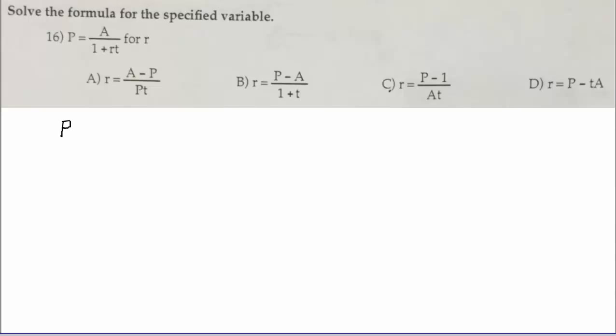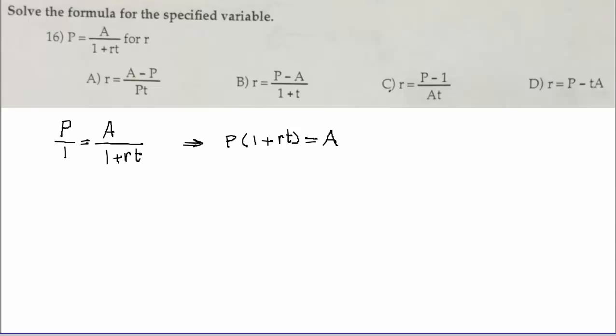I can write this as P over 1, make this like a proportion. Or you could multiply each term by the LCD as well. Or you can just cross multiply. Since this is a proportion, I can cross multiply this. This would be the same as A times 1 plus RT. And if this were a proportion, you could multiply each term by the LCD to eliminate that fraction.